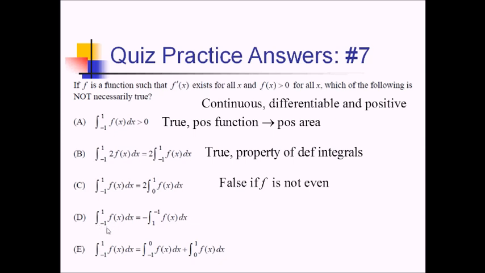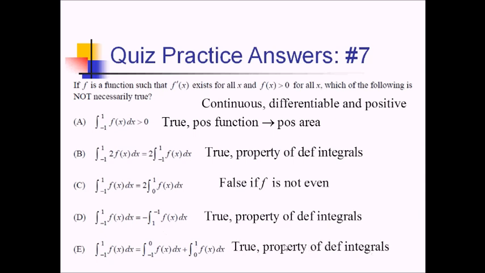Here they're saying the integral from -1 to 1 and the negative integral from 1 to -1 are the same. And this is true. If you negate the integral, you can switch the limits of integration around and end up with something that's equivalent. So this is a property of definite integrals, so that's true. This next one, the integral from -1 to 1 equals the integral from -1 to 0 plus the integral from 0 to 1. This is also true. This is the additivity principle of integrals, so another property. So then C is the only one that's not necessarily true.